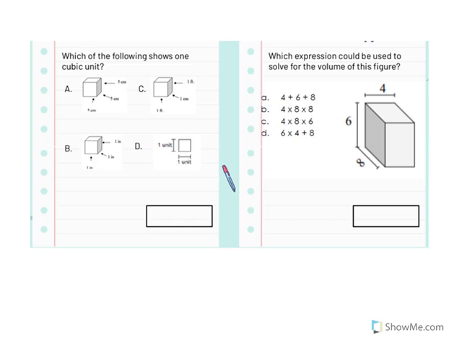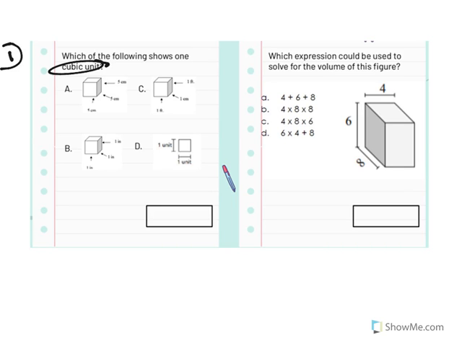Let's look at question 1 here. It asks, which of the following shows 1 cubic unit? I know a cubic unit has 3 dimensions. So I only want to use a figure that has 3 dimensions.